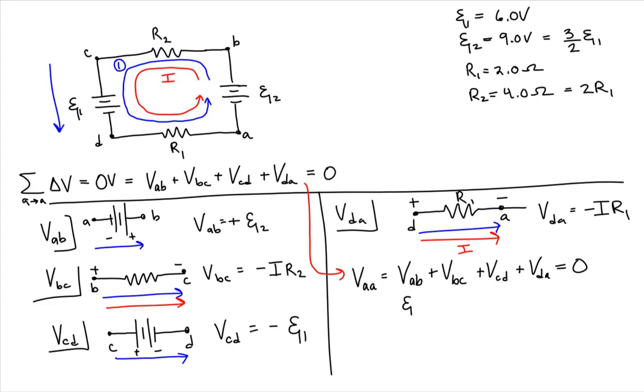We have indicated the potential difference from A to B is equal to the EMF of the second battery. The potential difference from B to C is equal to minus the product of the current and the value of the resistance for resistor 2. The potential difference from C to D is equal to minus the EMF of battery 1. And the potential difference from D back to A is equal to minus the product of the current in this loop times the resistance of resistor 1. That all must sum to be equal to 0.